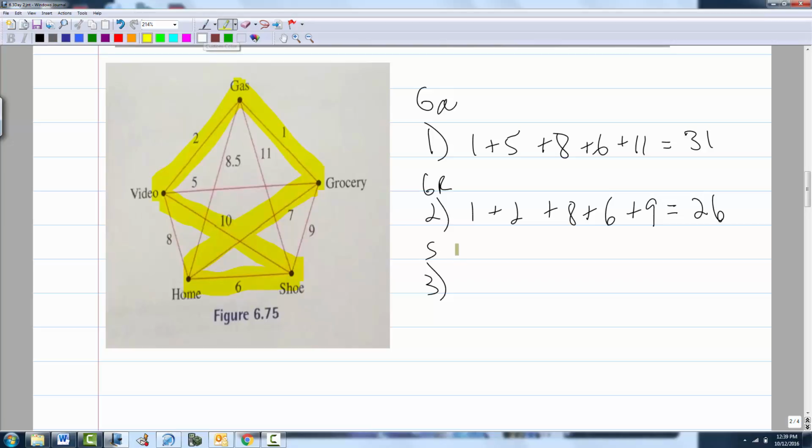So this is a different little situation. I started at the shoe store. I went 6. Then I went 7. Then I went 1. Then I went 2. Then I went 10. Add that up.